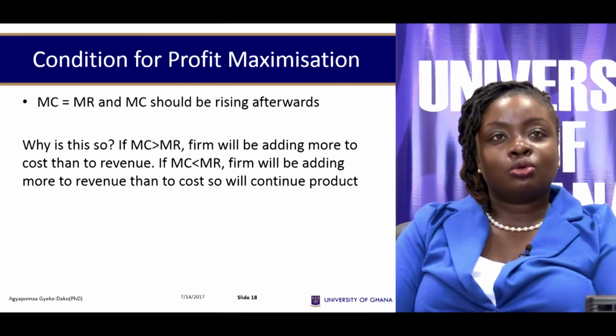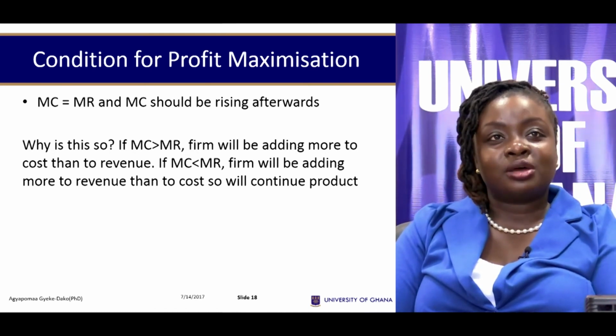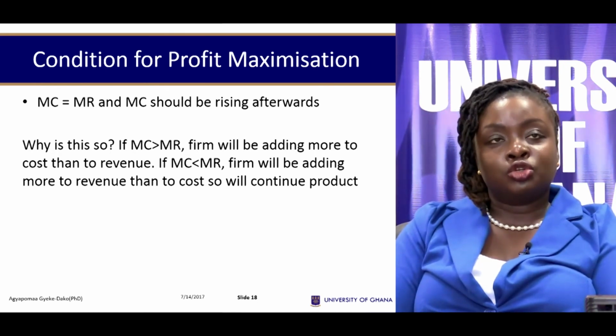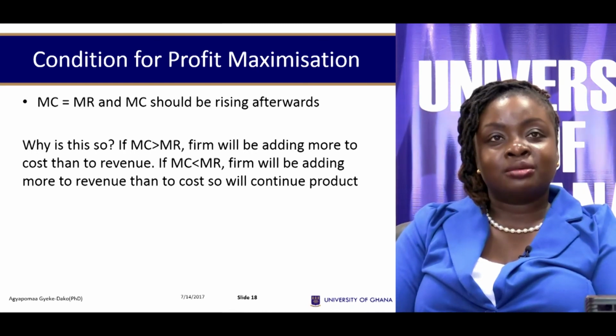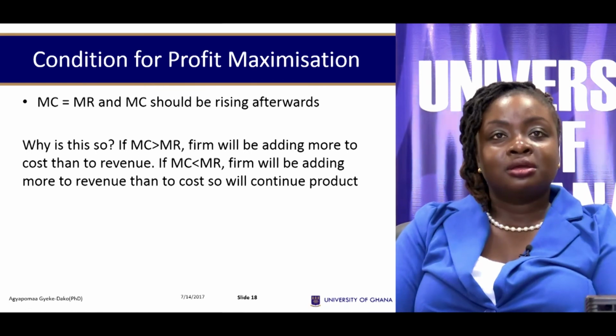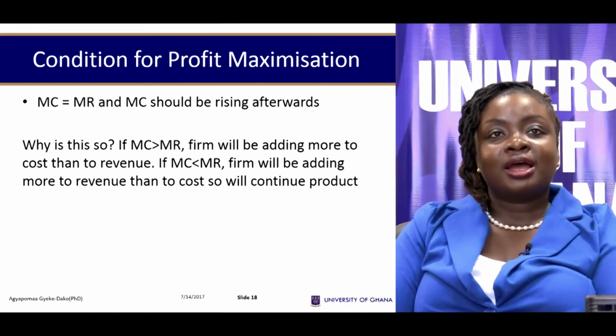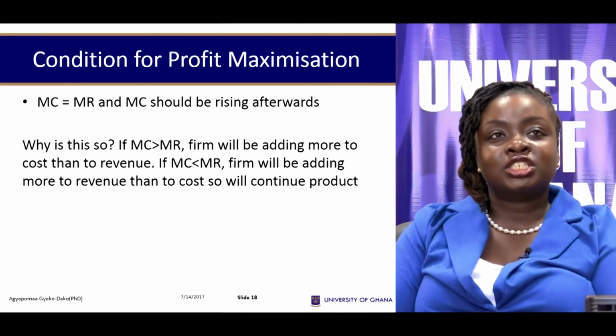Why is this so? If marginal cost was bigger than marginal revenue, as a rational producer, what would you do? You will stop production, and so you would have reached the profit maximizing point, and it wouldn't serve you well if you went on to produce. If marginal cost was less than the marginal revenue as a producer, what would you do? It would mean that you'd be adding more to revenue than cost, and rationally you would want to be producing more, which means that you would not have achieved your profit maximizing point.